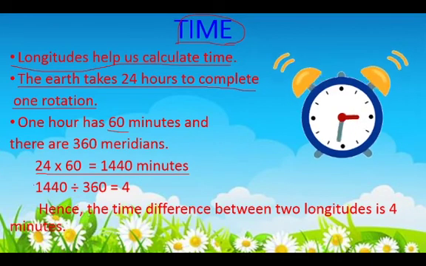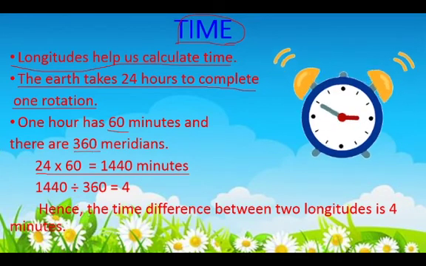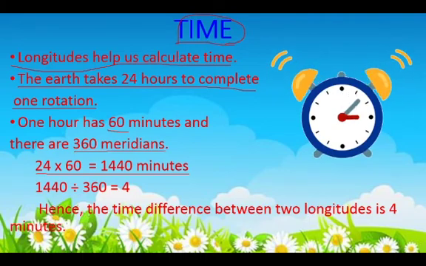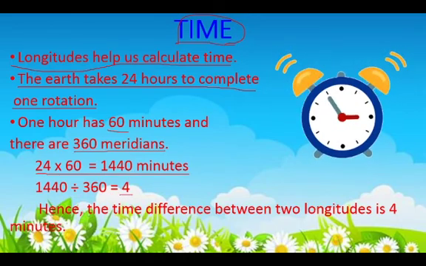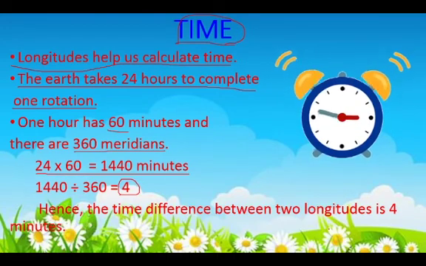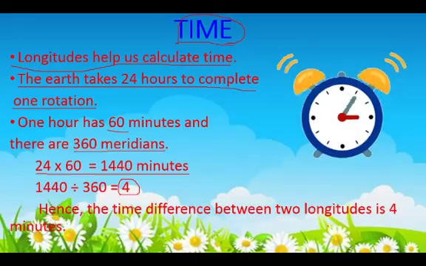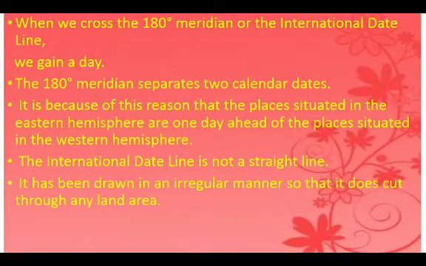we have 1440 minutes. There are 360 meridians, isn't it? 180 in the east and 180 in the west. Now we divide the total minutes of time by the total meridians, and we get the answer 4. Hence, the time difference between two longitudes is 4 minutes.